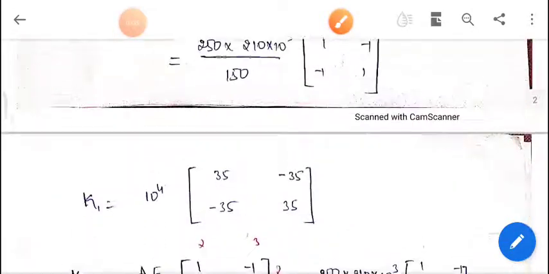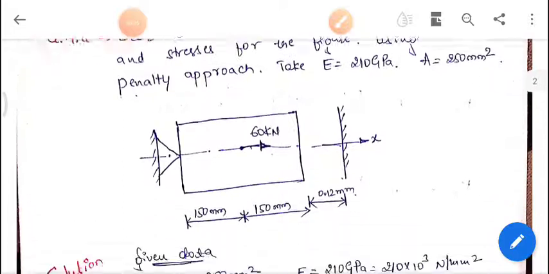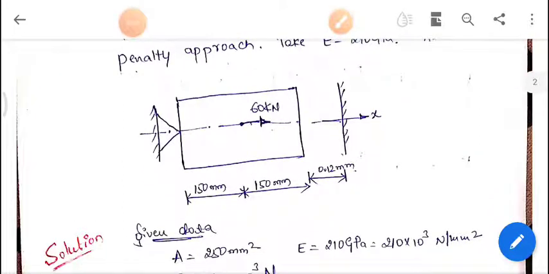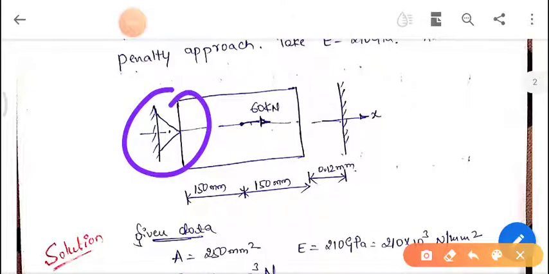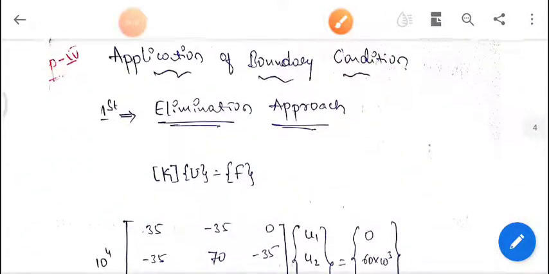We need to apply the boundary condition. Boundary condition is nothing but, wherever there is a fixed node, we need to eliminate the corresponding rows and columns. Here in this problem, node 1 is fixed, whereas node 3 has some displacement, so we can't eliminate this. Node 1 only is fixed, but node 3 can move up to 0.12 mm, so we can't eliminate this. Here, in our problem, we are using the elimination approach.